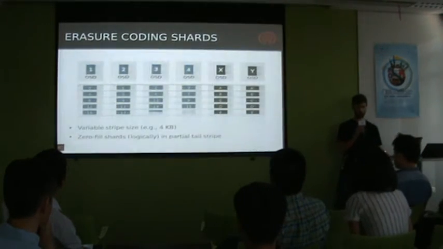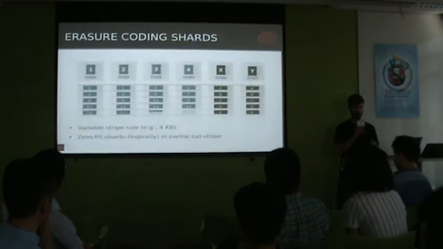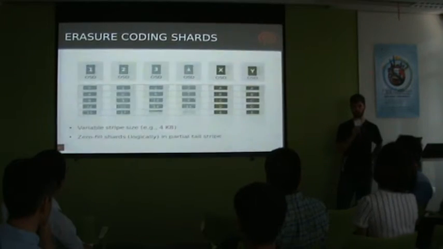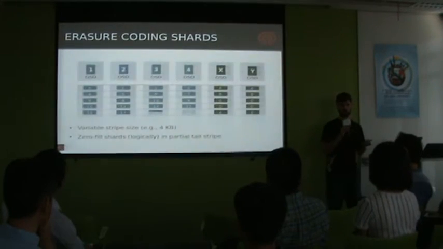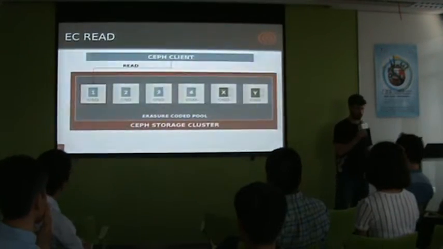Objects are striped across the data chunks, 1 to 4, with corresponding coding chunks stored in X and Y. Partial tail stripes include zero-filled data chunks as needed, if it just happens that the object isn't a multiple of the stripe size. More or less as usual.